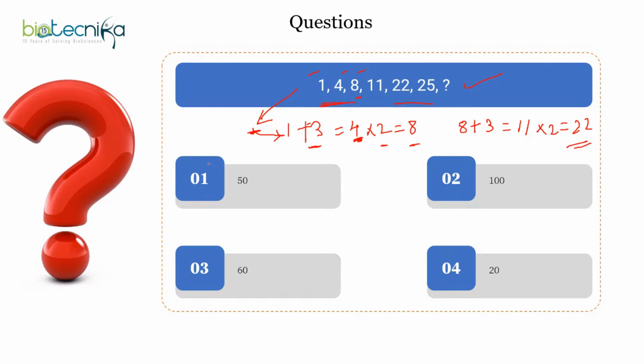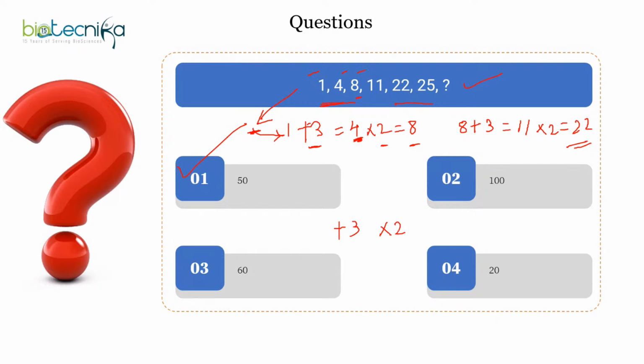So for this particular question, the answer will be option number 1, that is 50. Yes, Romy, you are correct. The pattern is +3 and multiply 2. That is the pattern.